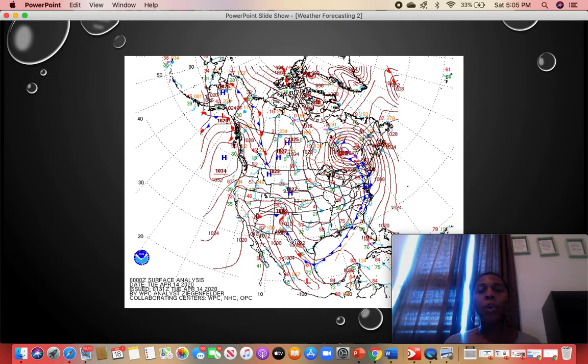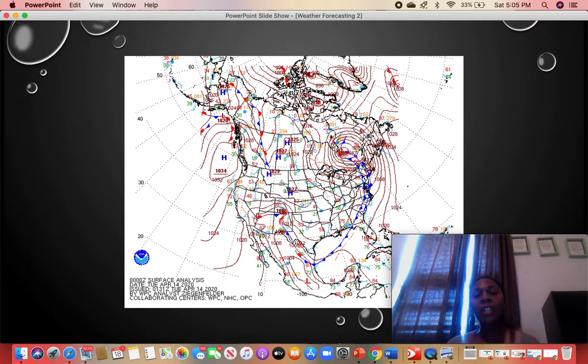So this is a more real life map of isobars and isotherms that a meteorologist would create and use. It looks pretty involved and complicated, but this is the idea to show how weather patterns are moving in a particular area.